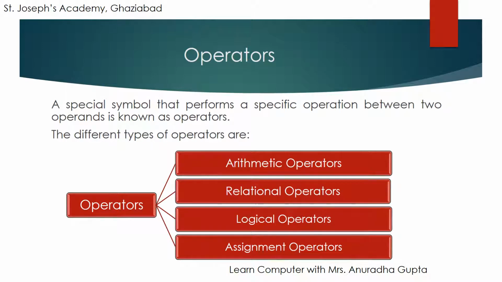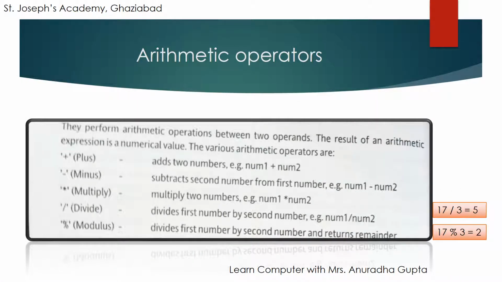Let's start with operators. Operators are special symbols that perform a specific operation between two operands. In Java, we can use 4 different types of operators. First is arithmetic, relational, logical, and assignment operator. Let's start with the first, arithmetic operator. They perform arithmetic operations between two operands and always return a numeric value.